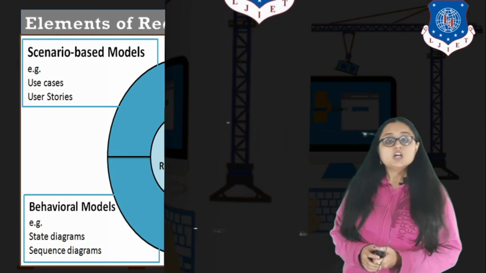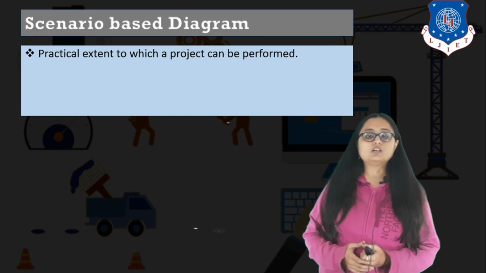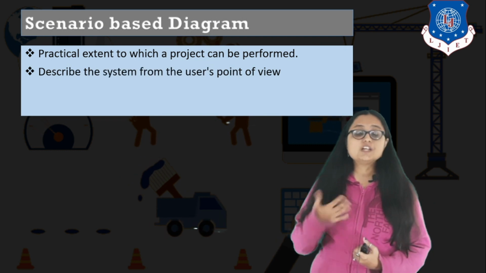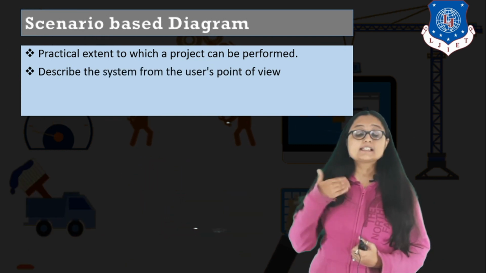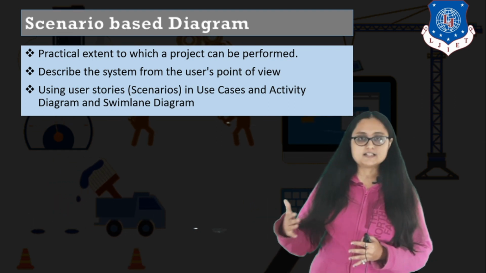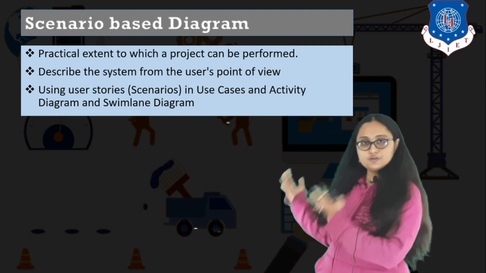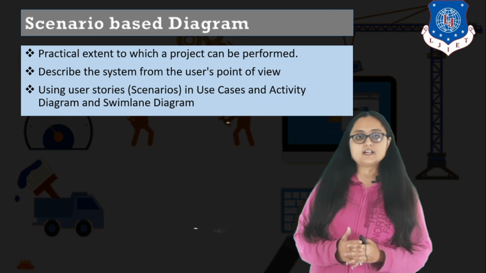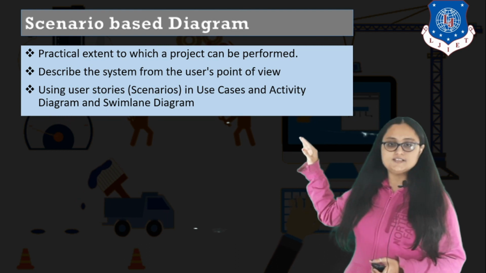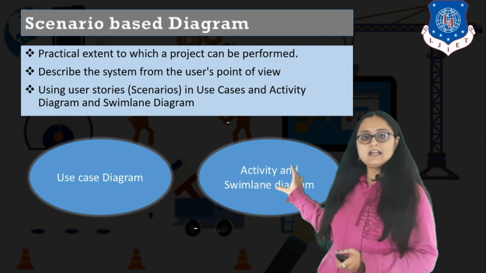The first thing that we are going to study is the scenario based diagram, and the scenario based diagram is basically the practical extent to which a project can be performed. It describes the system from the user's point of view, and basically user stories, that is user scenarios, are used for depicting the scenario based diagram. The best diagram used in industry for depicting user scenarios is the use case diagram, and the activity diagram also. So we are going to study the use case diagram, activity and swim lane diagram.